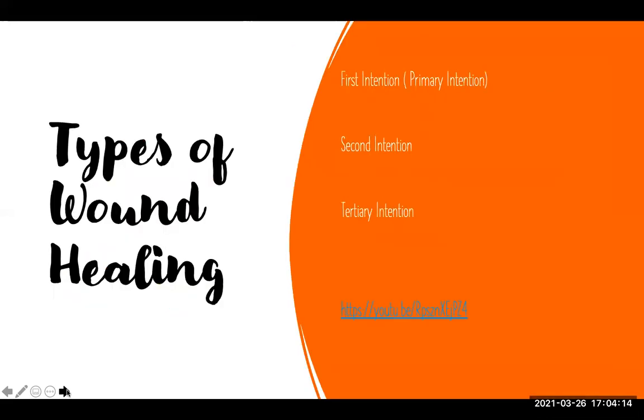So how do wounds heal? These are the three basic ways wounds heal: through first intention, second intention, and tertiary intention. First intention is when a doctor sutures up a wound. The edges are sutured together, and that's primary intention. Secondary intention, the wound edges are sutured or brought together, but for some reason, they broke apart. So they start opening up.